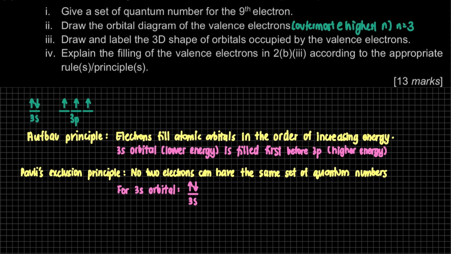Then here we get positive half, negative half. The electrons cannot be this way or this way. If in the same orbital, it has to be the opposite spin.